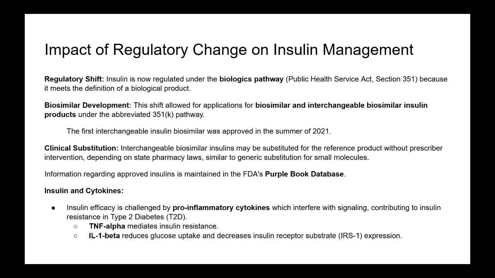But what's fascinating, looping back to our earlier discussion, is how this classic therapeutic protein, insulin, finds itself battling against modern biologic targets, specifically the cytokine network. That's a fantastic link that really ties these sections together. While insulin is the therapeutic biologic we administer, its efficacy in the body, especially in conditions like type 2 diabetes associated with obesity and inflammation, is significantly challenged by the patient's own endogenous cytokine network.